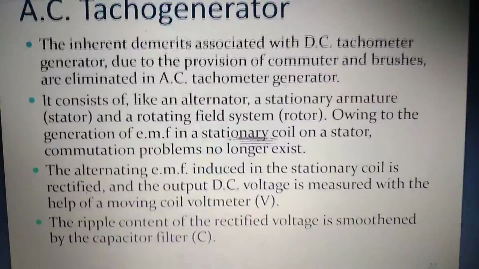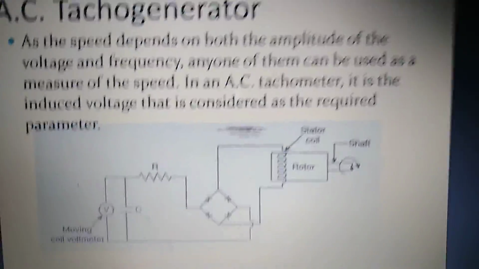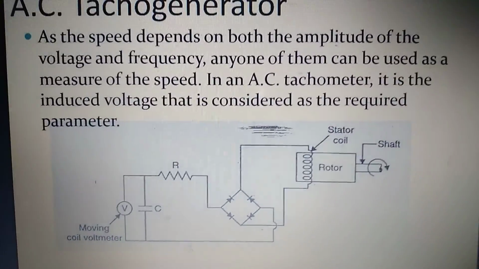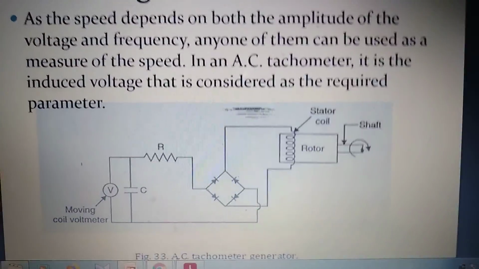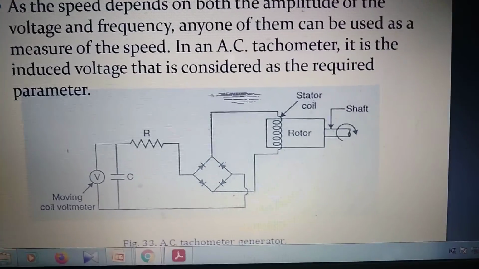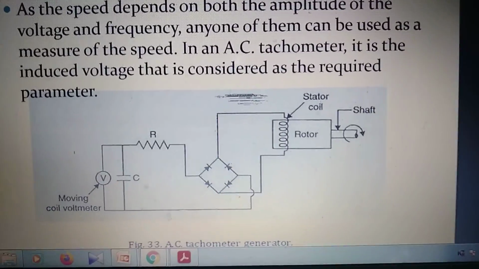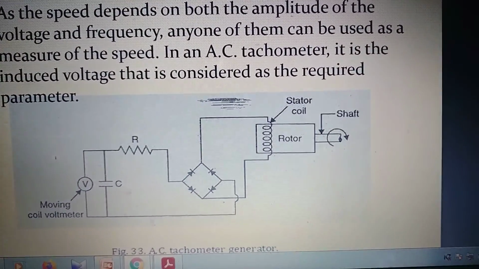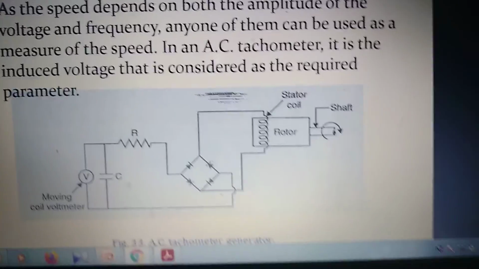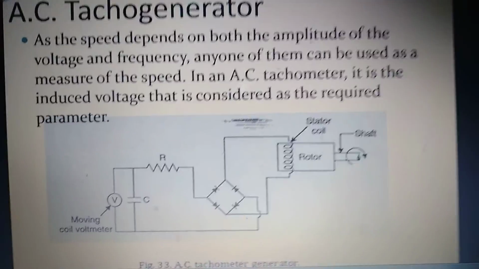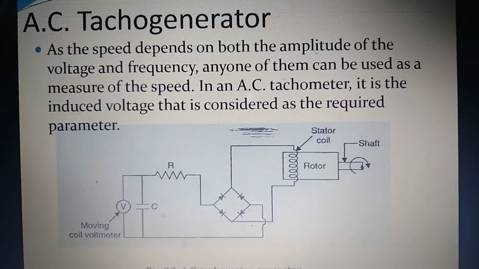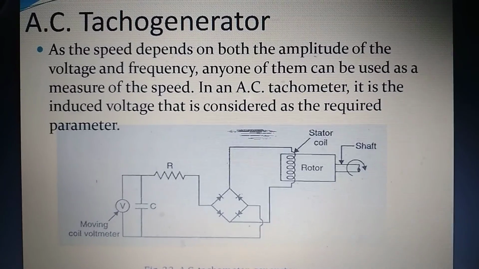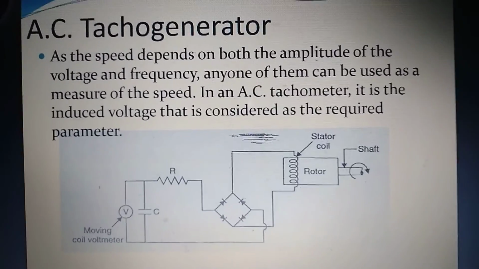So let's see the circuit diagram of the AC tachometer. The main parts of the AC tachometer are here: rectifier, capacitor filter, stator and rotor. Okay, so this is the circuit diagram of the AC tachometer. Now let's see the construction details and working principle of this AC tachometer.